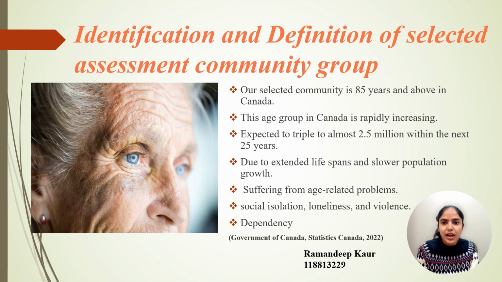The next is identification and definition of the selected assessment community group. Our selected community group is 85 years and above in Canada. This age group is increasing rapidly in Canada. It is expected to triple to almost 2.5 million within the next 25 years. It is mainly due to expanded lifespans and slower population growth, meaning a low reproduction rate, and they are suffering from age-related problems along with social isolation, loneliness, and violence, and they are also dependent on others due to their age.